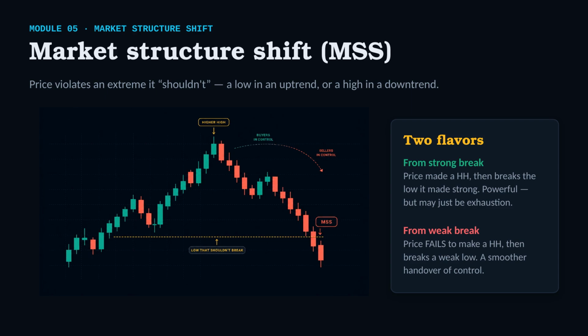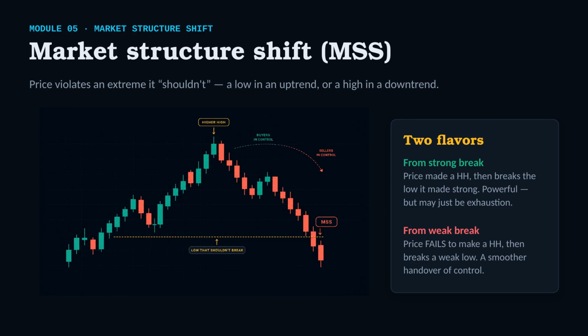On the left, the market structure shift from a break of strong structure. Using an uptrend as our example. Price makes a higher high, which renders the previous low as strong. Then price turns around and breaks that very low. This is the powerful form because it broke a low the market had just defended. But be careful with your interpretation. That does not necessarily mean that buyers were deliberately led to the upside by smart sellers. Sometimes the market simply reaches an exhaustion point because no trend can continue forever.